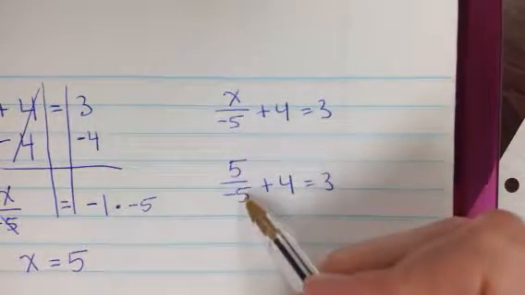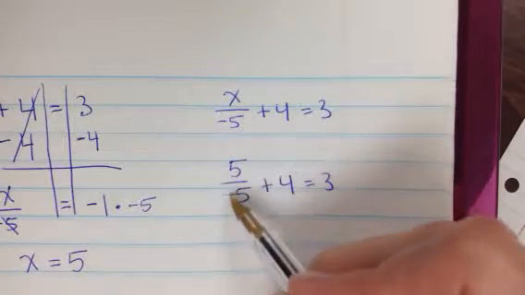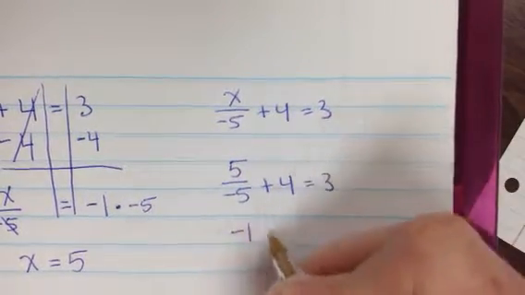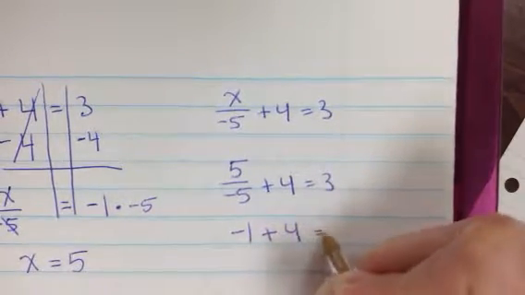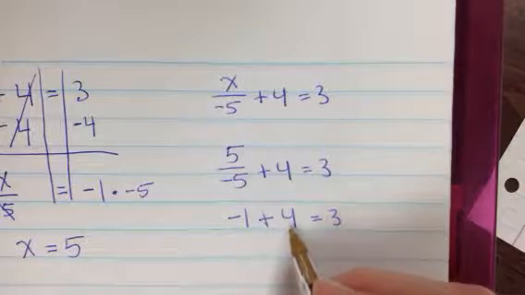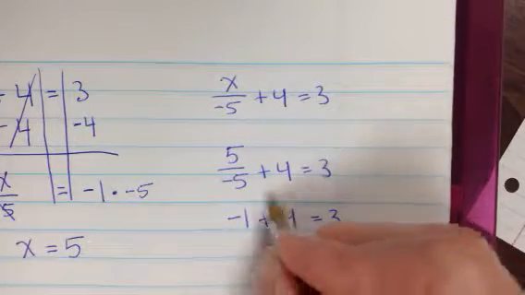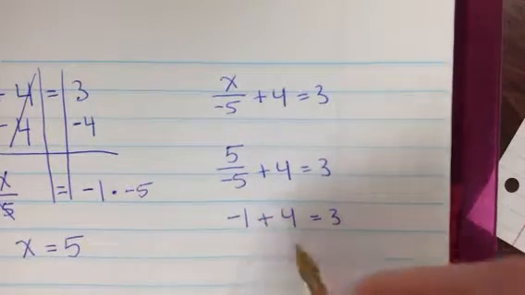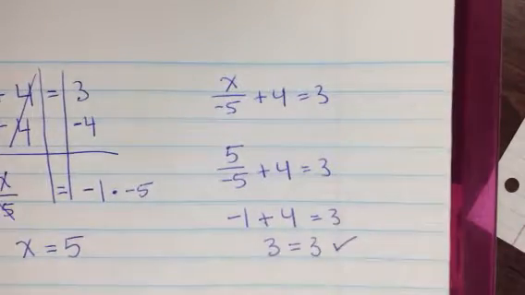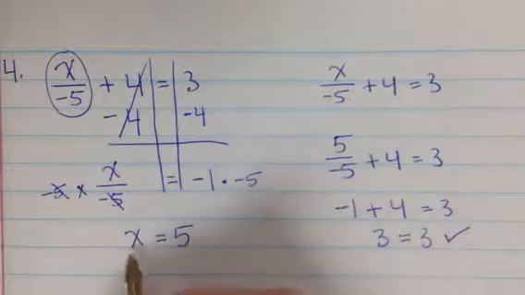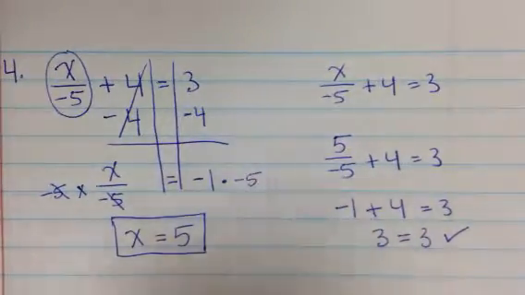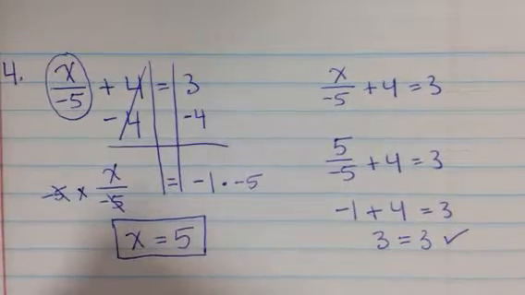5 divided by 5 is 1, but here notice you have that negative, so a positive divided by a negative is a negative. So I have -1 plus 4 equals 3. So -1 plus 4, I have more positives. I have 3 more positives actually. I can kind of flip that around and say 4 minus 1, and notice you will get 3 equals 3. So that is true. So therefore my answer that I found for x equals 5 is true. Box in your answer.